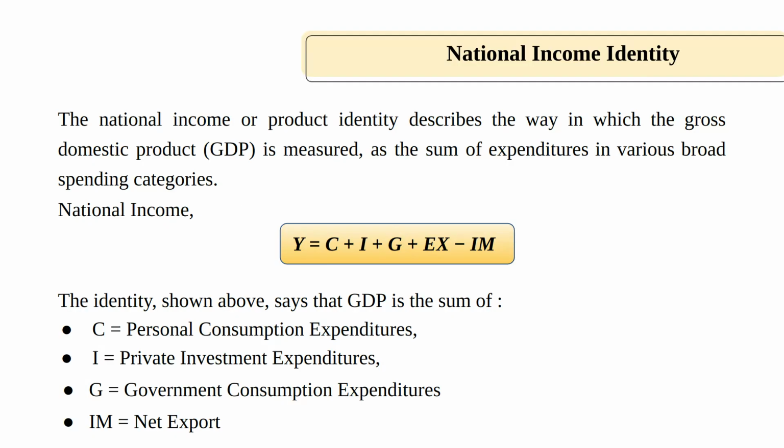Here, let's break it down. Y stands for national income or GDP. C is personal consumption expenditure. I is private investment. G is government spending. EX represents exports. IM represents imports. Essentially, GDP is the sum of everything we spend in these categories. This formula helps economists track the economy's health.